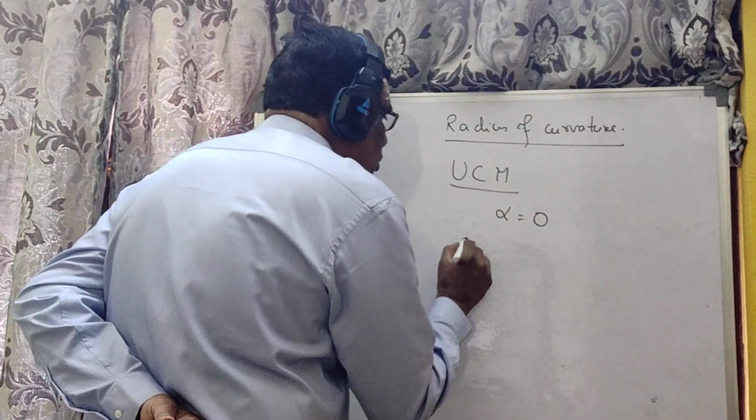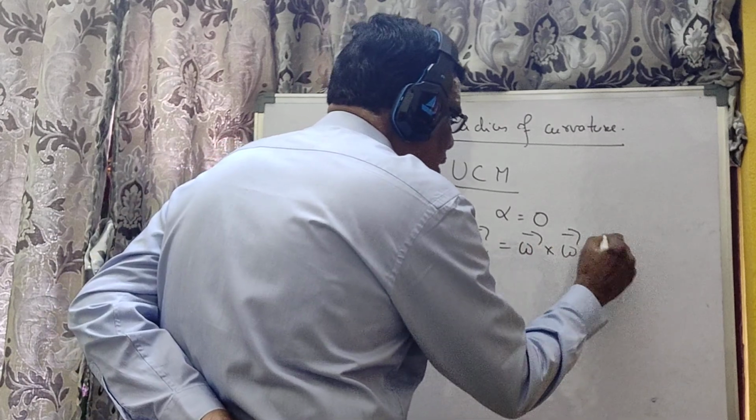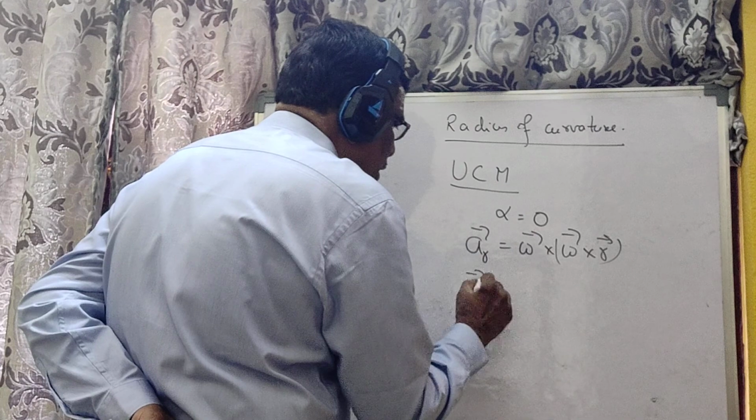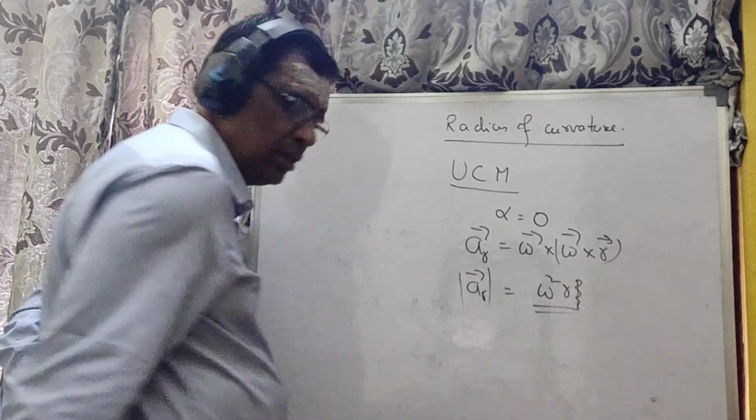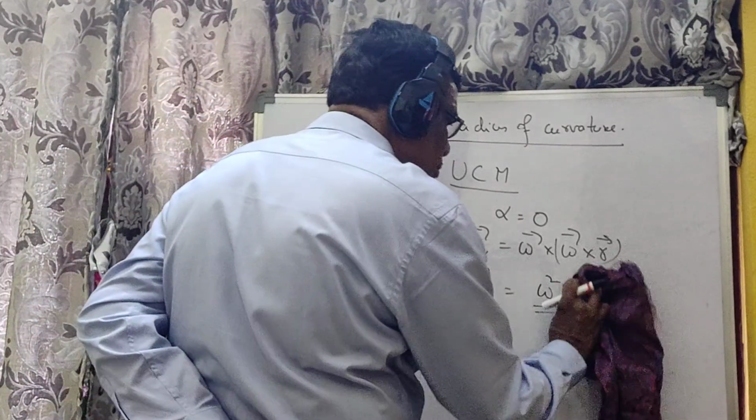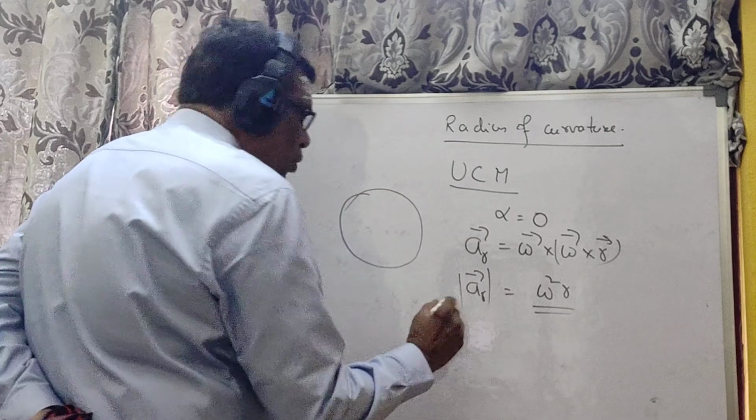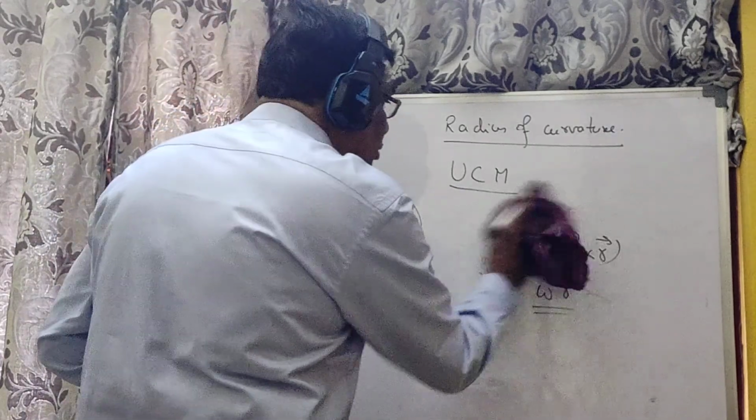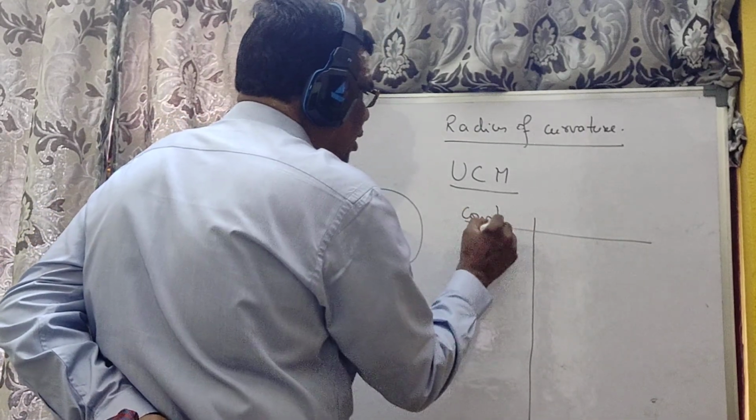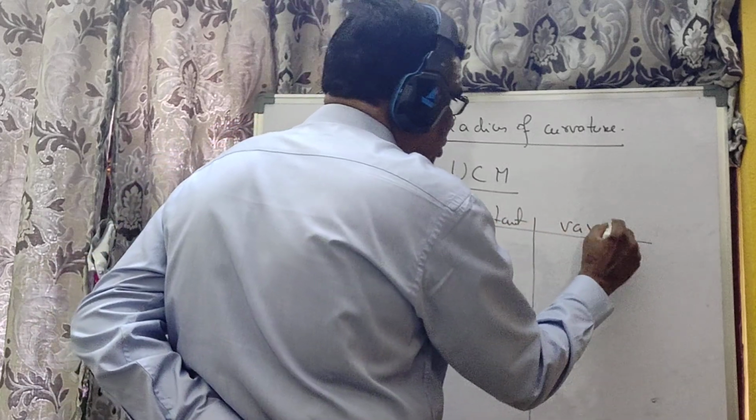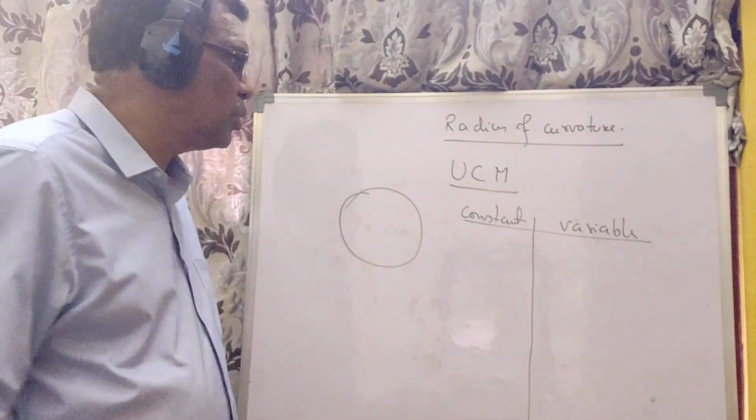Now, in uniform circular motion, of course, your AR is always omega cross R, or if I write the magnitude of it, omega square R. Now, in uniform circular motion, what are all the things that are constant? I'll give you the parameters that are constant and those that are variable, because this is one point which I forgot to mention in my previous lectures, and most of the people do it wrong.